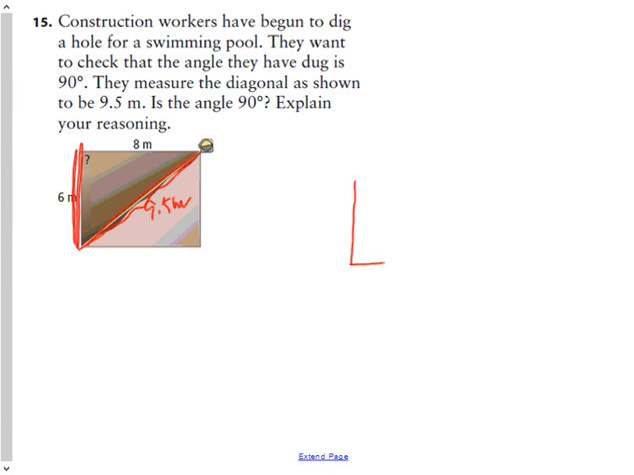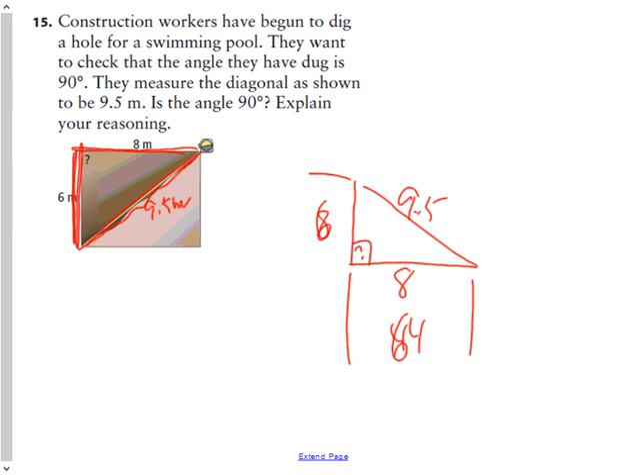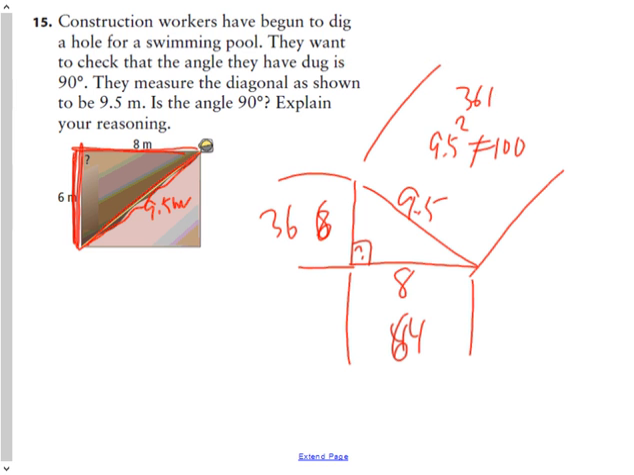Well, if I redraw, I'm going to invert it here. So this is 8, and I'm going to put it down here. This is 6, and I'm going to put it here. And I'm going to put the diagonal of 9.5 here. So basically I just took this picture and flipped it upside down. Okay. This would be 64, excuse me. This would be 36. And 64 plus 36 is 100, but 9.5 squared does not equal 100, which it should be, right? Because 36 plus 64 is 100. So therefore, this is not a 90-degree angle.